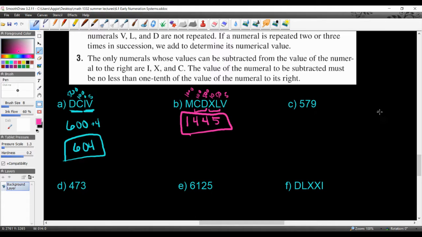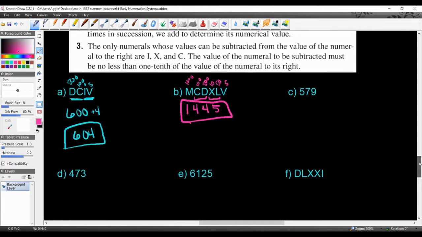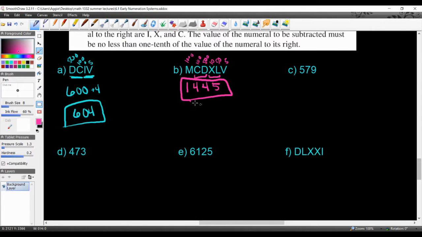Now we're going to go backwards. So we have 579, and we want to write that as a Roman numeral. I'm going to go ahead and remember what 500 is. 500 is a D, I believe. So we're going to go ahead and put D first for 500. And then we have 79.